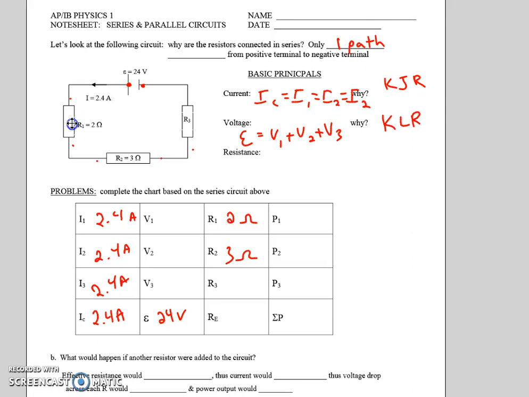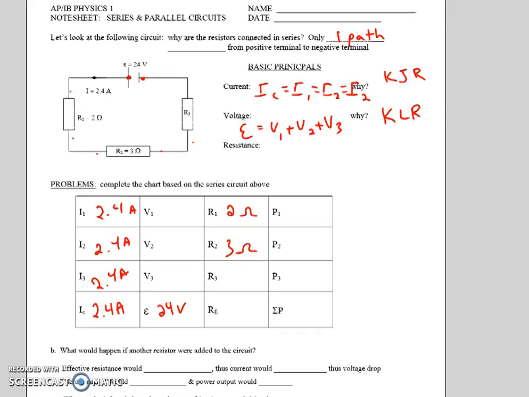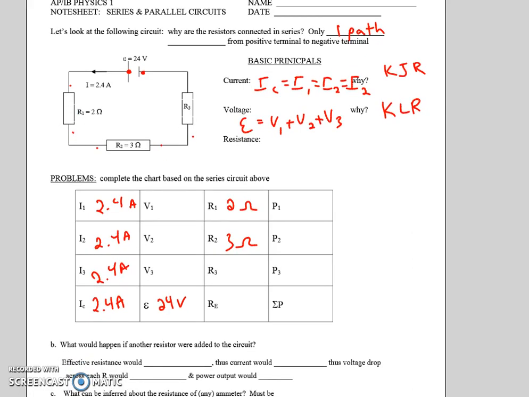So we can figure out what the voltage drops across each one are if we know their resistances. If we know that R1 has a resistance of 2 ohms and we know that the current is 2.4 amps, then we can multiply the two and we see that there's a 4.8 volt drop here out of the 24. For R2, it's simply 3 times 2.4, which is going to be 7.2 volts.